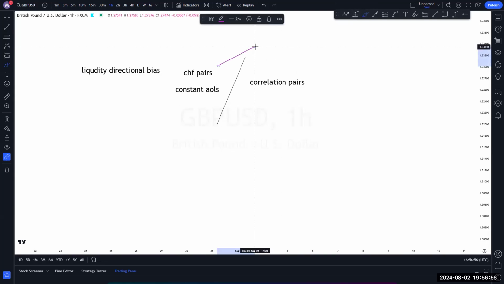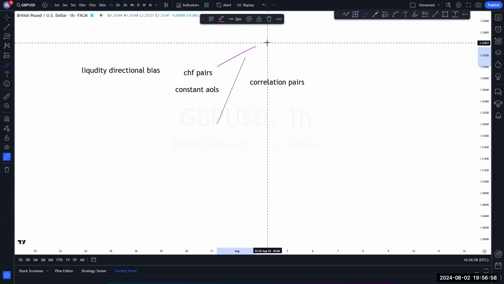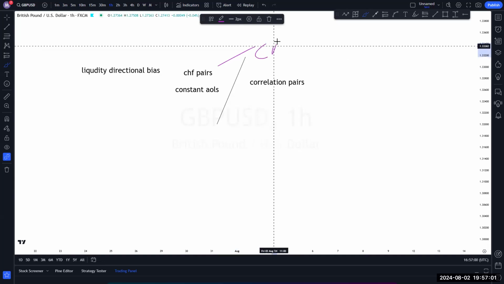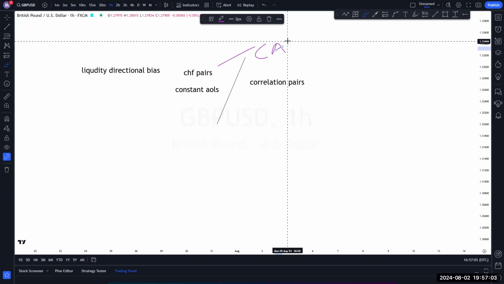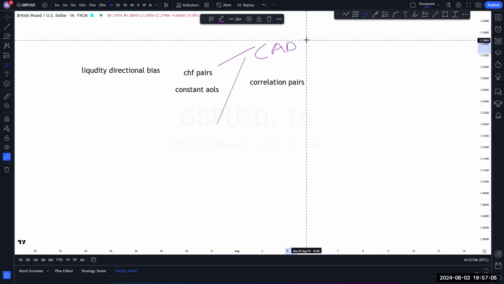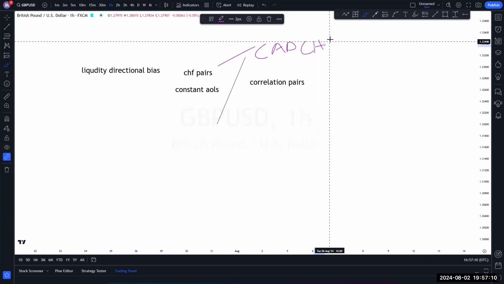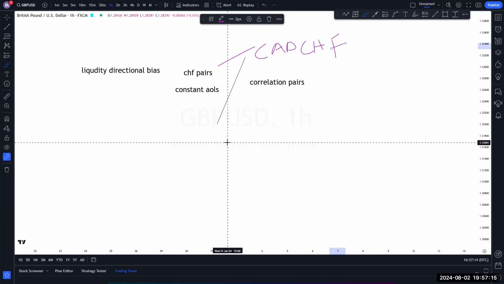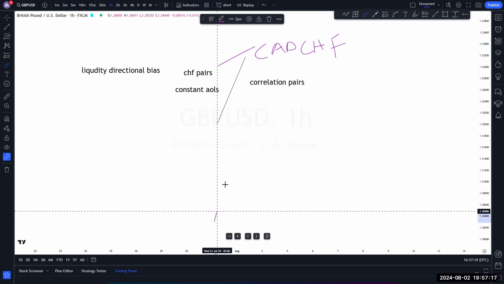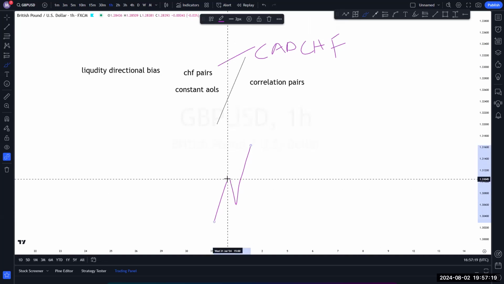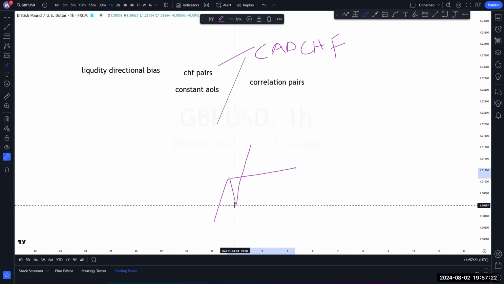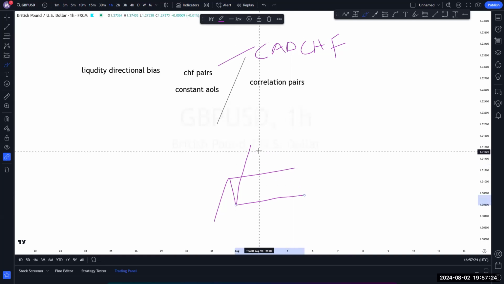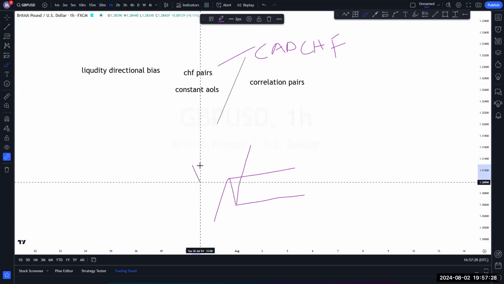Like when we look at the CHF pairs, let me say CAD CHF. CAD CHF moves all the CHF pairs all together. So whenever we see the master having an area of liquidity, let's assume that we have this structure on CAD CHF. Okay, so whenever we see this structure, maybe this CAD CHF is having a normal area of liquidity on a weekly time frame.